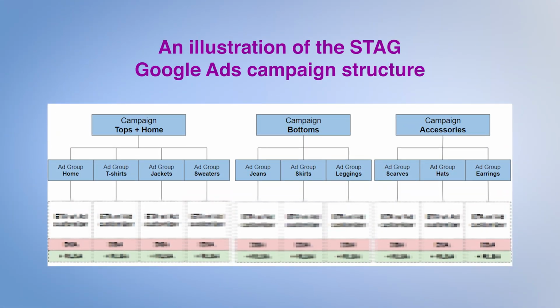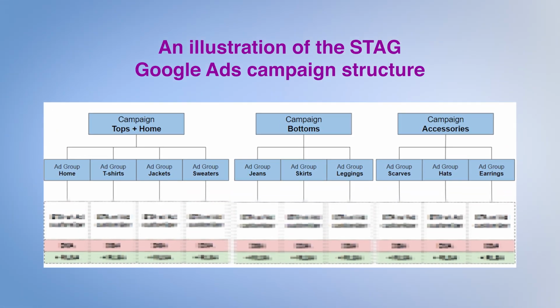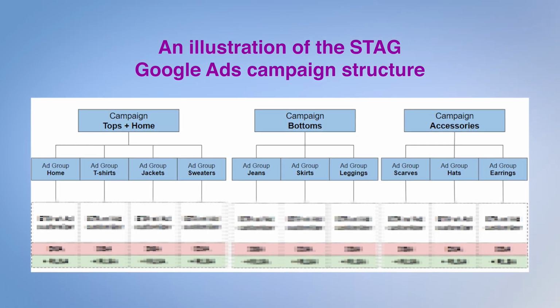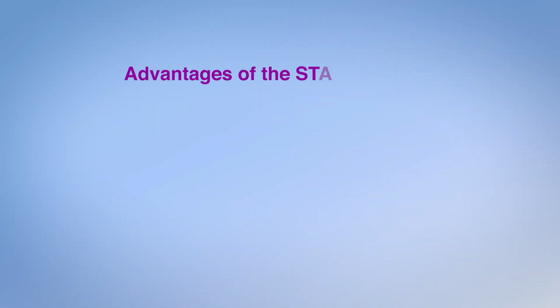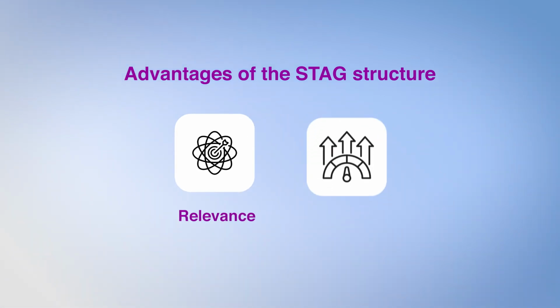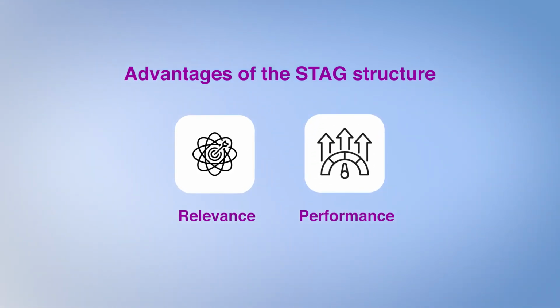And so what is a single theme ad group? Well, the concept is actually quite simple. It's an ad group that focuses on one specific topic, product, or service. All the keywords, ads, and landing pages within the ad group are closely related to that theme. This helps make the ads more relevant to the searcher's intent, which will improve the user experience and thus provide better performance and a lower cost.